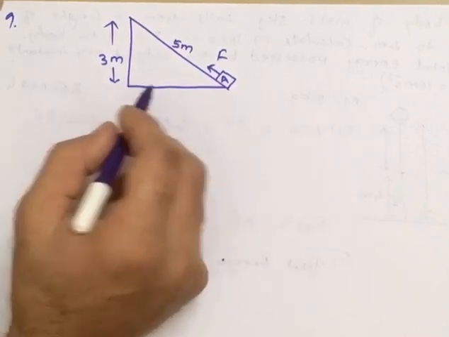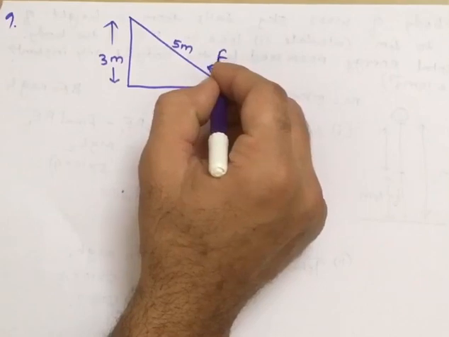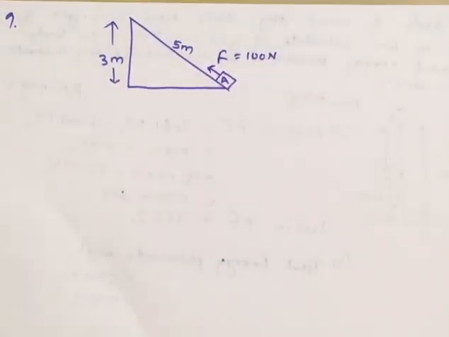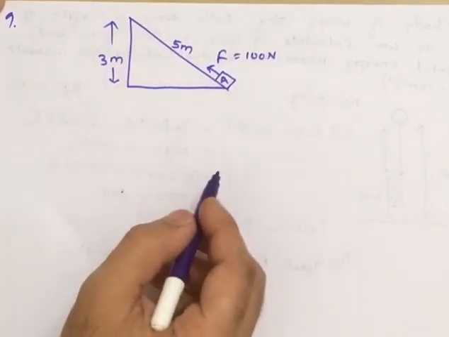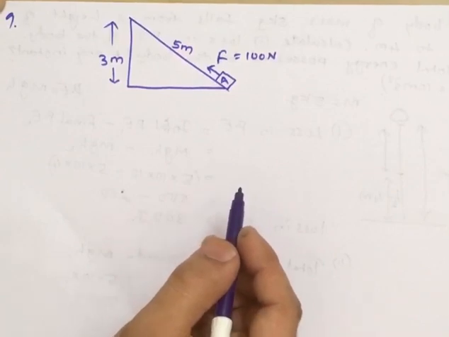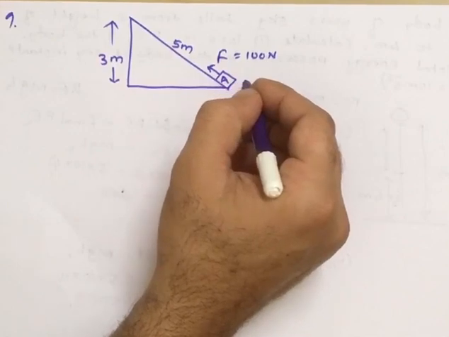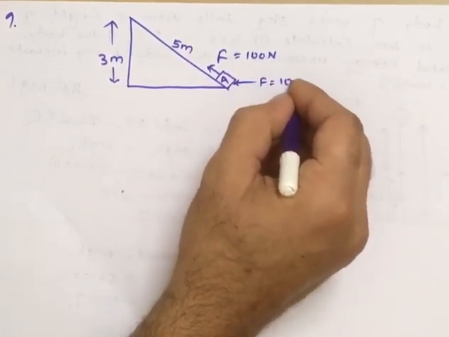A block A weighing 100 Newton. So here the force is 100 Newton. Block A is 100 Newton, pulled up a slope of length 5 meters. So this is pulled from here till here, a length of 5 meters on a slope, by means of a constant force of 100 Newton. So the force applied is also 100 Newton here, and the block weighing also 100 Newton. So the weight of this block is also 100 Newton.